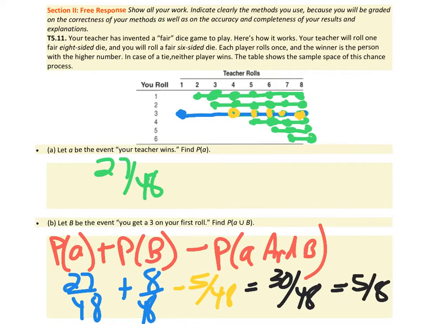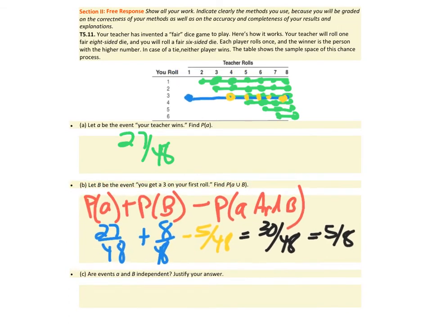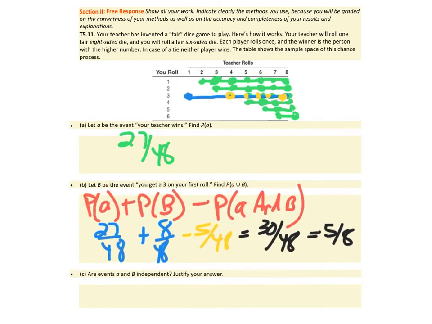Okay, let's look at part C. The question here: are the events A and B independent? Well, there's a couple ways you could go about doing this. Because in part B, the probability of A and B exists, that means they are not mutually exclusive. Now be careful, not being mutually exclusive does not imply dependency or independency, so that's not enough for this one.